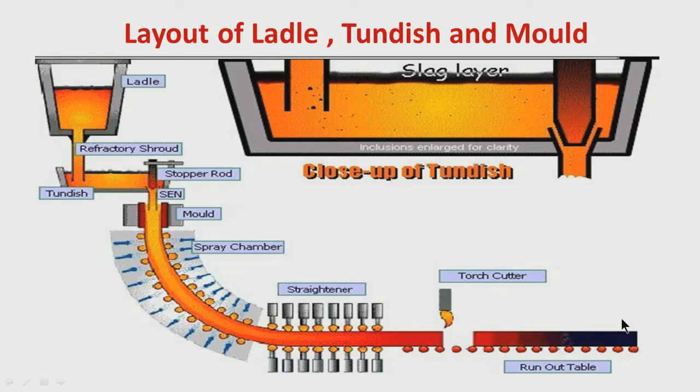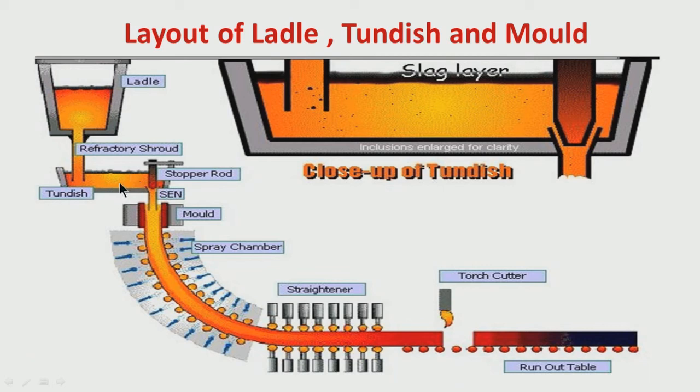So, if you now look into these continuous casting steps, from the ladle, liquid steel is coming to the tundish, which is a buffer, because continuously liquid steel has to be fed from the tundish to the mold.